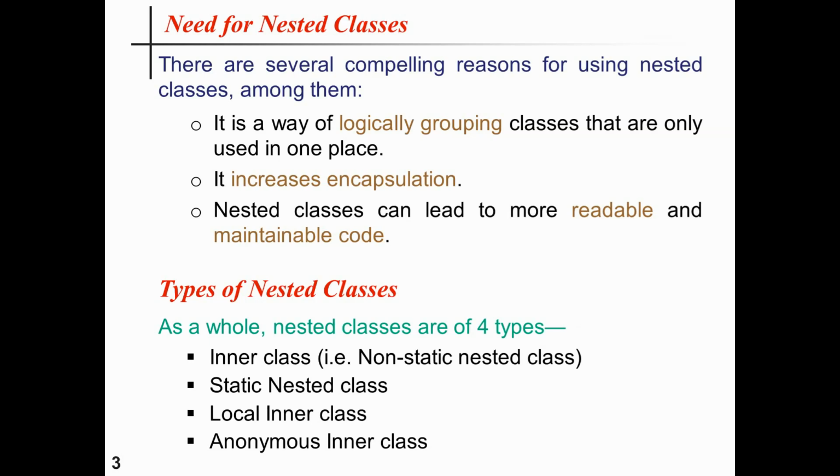Now I would like to give you the idea of different types of nested classes. I have already talked about two main categories of nested classes: inner class, that is a non-static nested class, and static nested class. Now there are two variations of the inner class. One is called the local inner class and the second one is called the anonymous inner class.